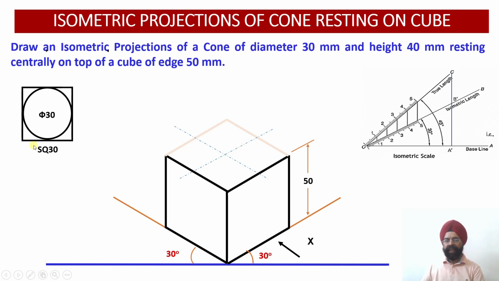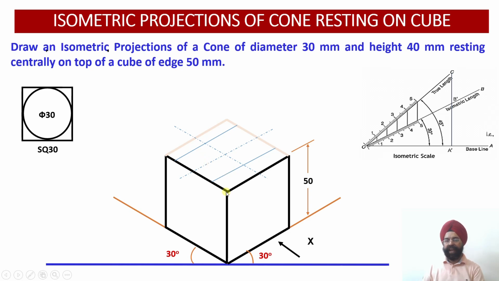So I know that this square, which should be resting over here on top of this, has dimension 30 by 30. So please see, with respect to this axis and with respect to this axis, I am going to draw two construction lines which will be at a distance of 15 millimeter from the axis. So along this axis, two construction lines have been drawn 15 millimeter away from the axis.